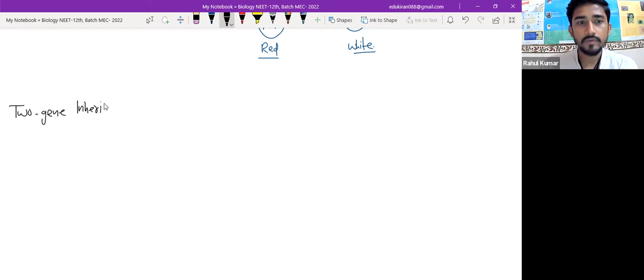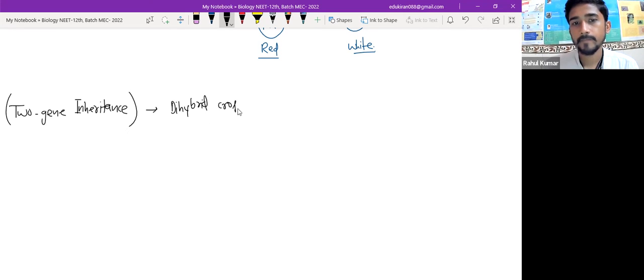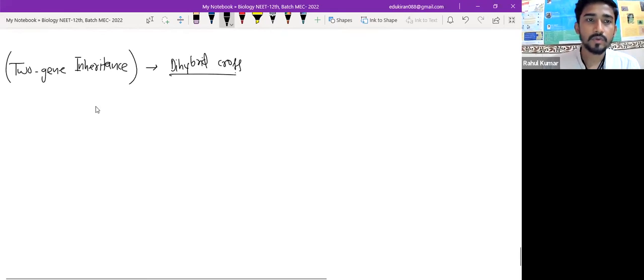This means that now we will study two genes being inherited together, because in biology it's never a single gene that's inherited alone. There are always many genes that are inherited together, right? So for two gene inheritance, we have to make a dihybrid cross to understand. Is it clear, everyone?